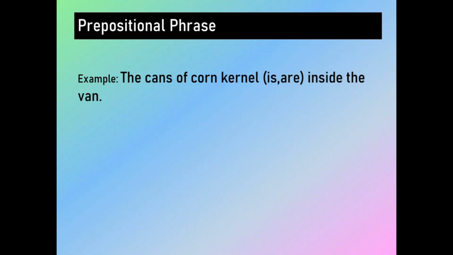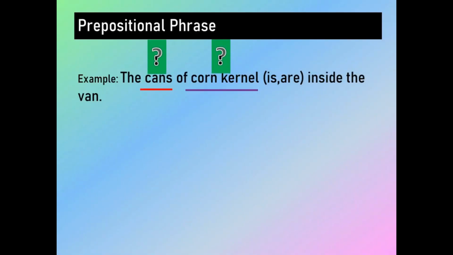The cans of corn kernel are inside the van. So we have here two possible subjects. So what is really the subject in the sentence? In order to figure out the subject, we must eliminate the prepositional phrase, which is oftentimes in between the subject and the verb. Here, the subject is cans, which is plural because there is S. Therefore, we will use the plural verb are.